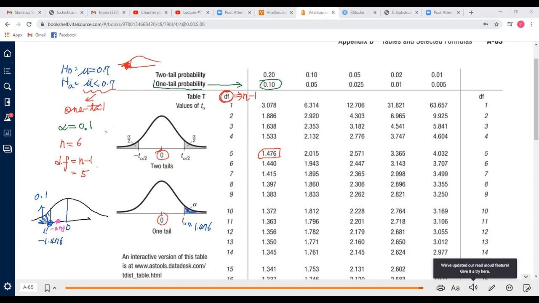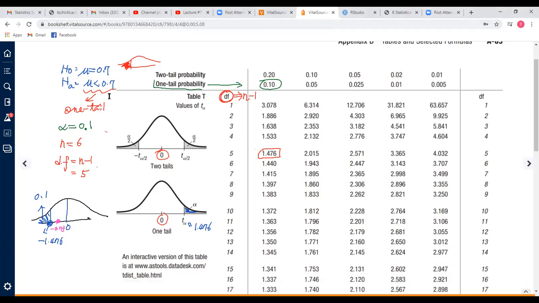And because your tail is the left tail, instead of 1.476, it's negative 1.476. Okay, did you get it? That is how you use the t-table to find the critical value. So it depends on what? It depends on your significance level, your degrees of freedom, and which tail you do.